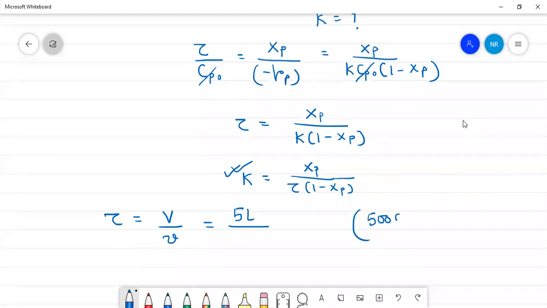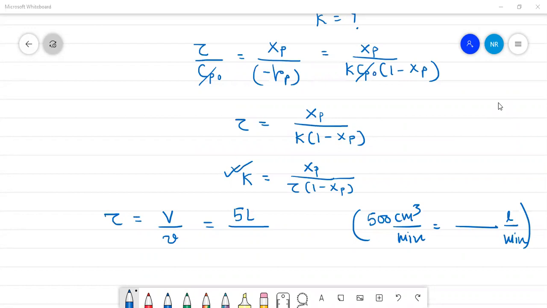500 centimeter cube per minute is equal to how much liter per minute? Can you say it in chat box? 500 centimeter cube per minute into how much liter per minute? Can you write down in chat box?